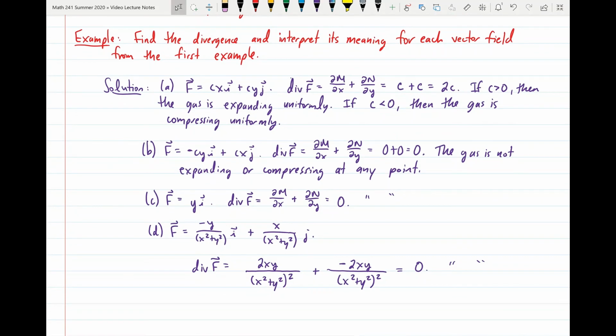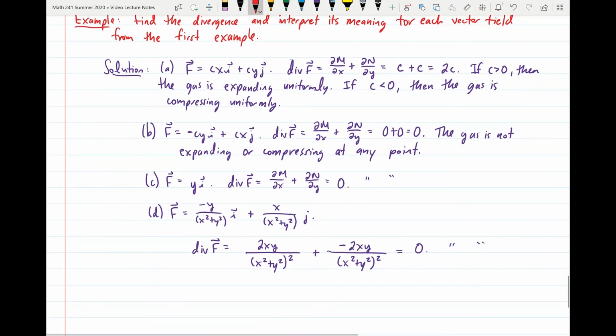For the second vector field, we had F = -Cyi + Cxj. I think this one was called uniform rotation. So everything is rotating about the origin. And in that case, we had that the circulation density at every point was constant. But if we take the divergence of F by taking the partial derivative of M with respect to x and then adding the partial derivative of N with respect to y, we get 0 in this case. So the gas is actually not expanding or compressing at any point.